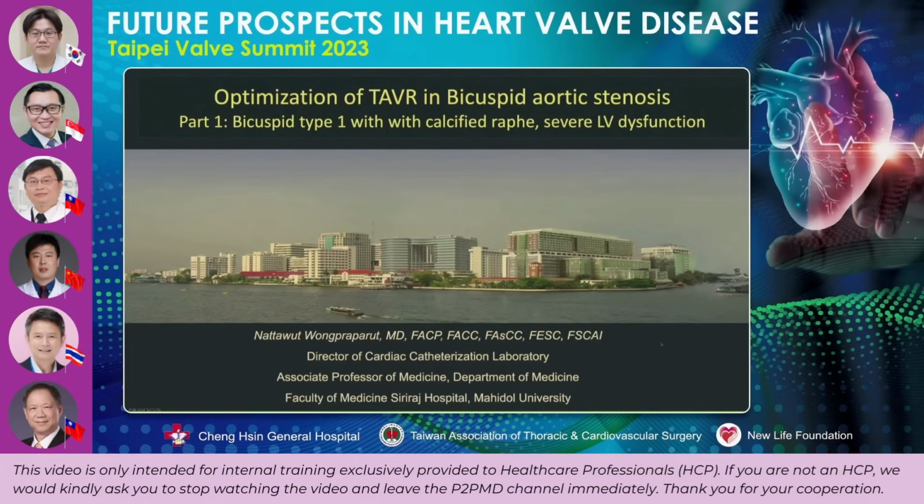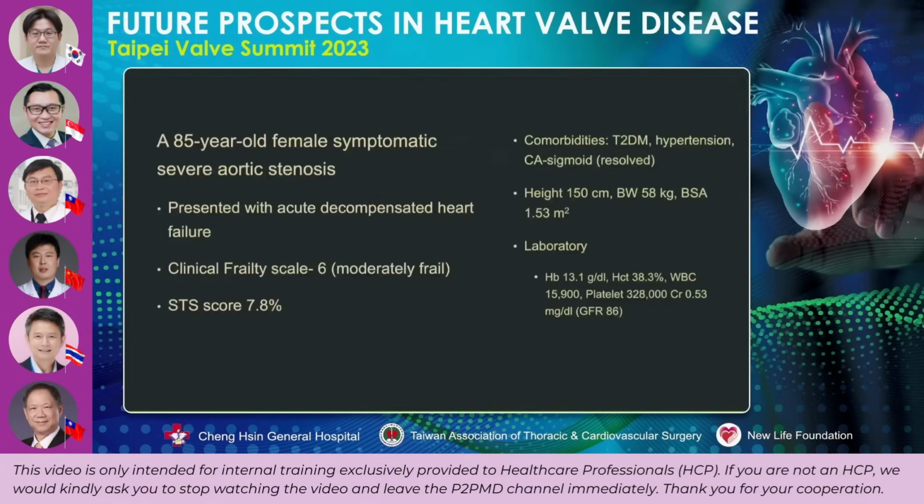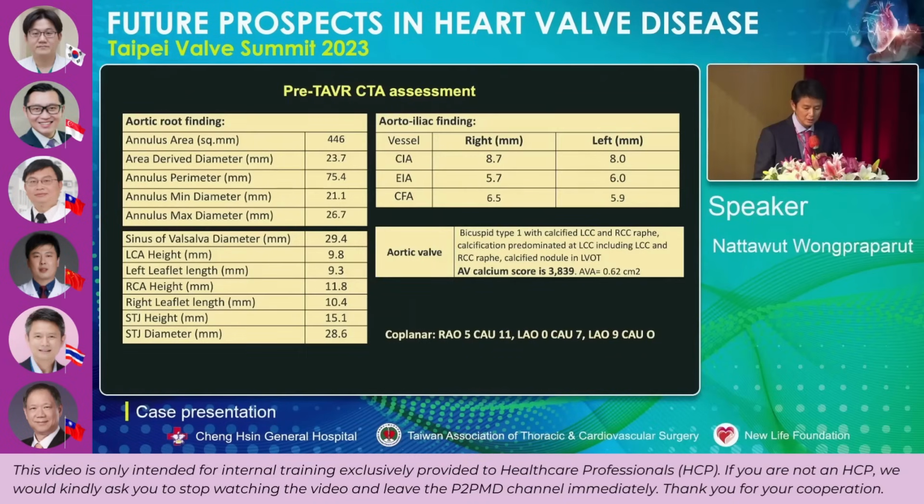So I have an interesting case initially planned for case discussion. This is a case of bicuspid valve with calcified raphe and severe LV dysfunction. It's an 85-year-old female with a past history of diabetes, hypertension, and a sigmoid condition. She presented with acute decompensated heart failure.